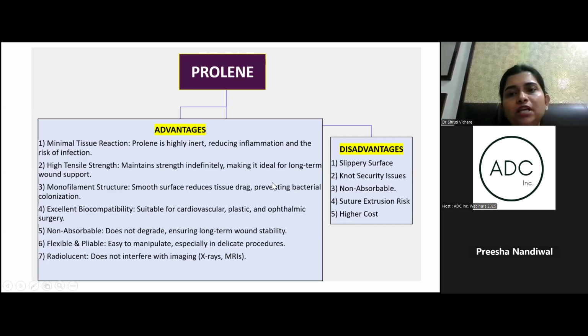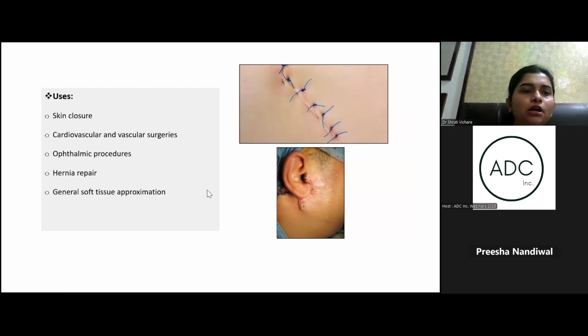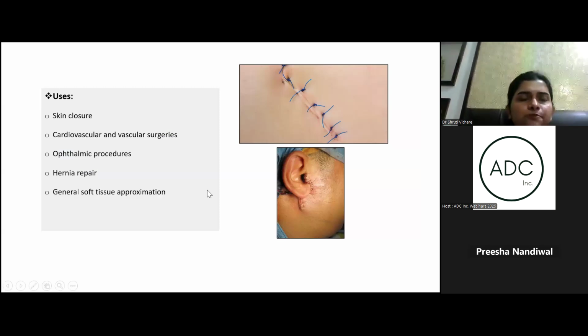Prolene sutures. Disadvantages: slippery surface. Since they are monofilament sutures, the surface is a little slippery, so skillful handling of the sutures is required. Knot security is an issue again. They're non-absorbable. Suture extrusion risk is also high in these sutures because they remain in place, and the cost is also high. So these are the uses of this suture.